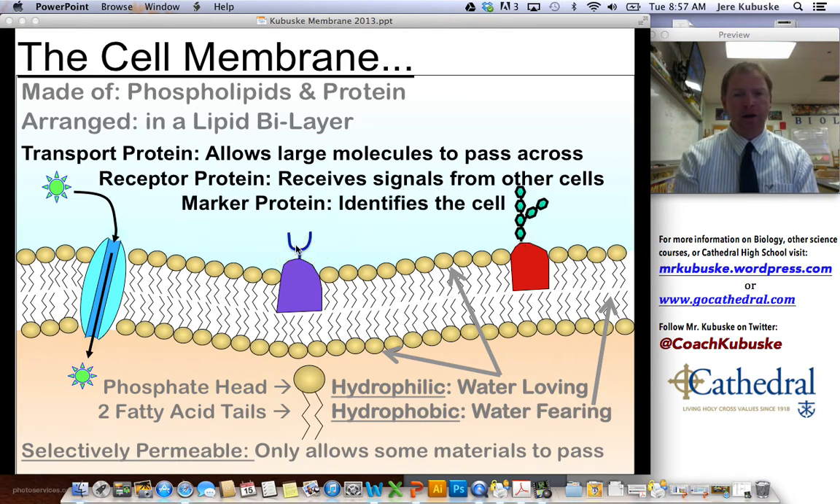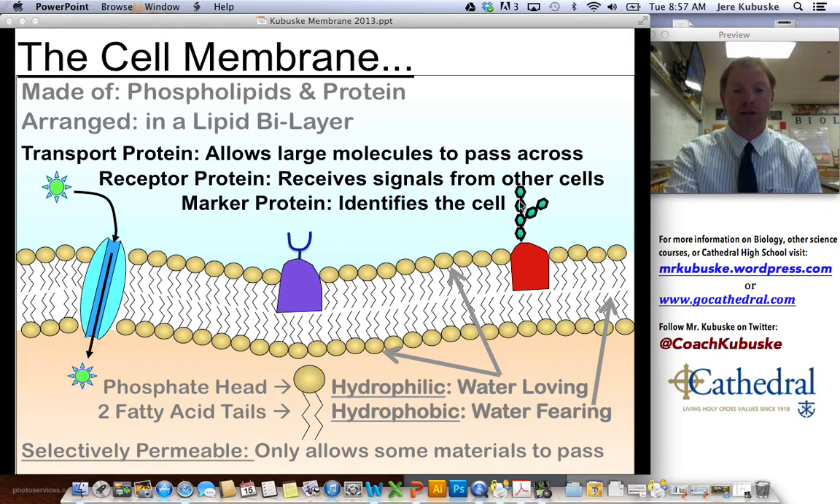And then our red guy over here, he's known as a marker protein. And all that does is it marks the cell. It tells the cell type, says that it's supposed to be there. These are helpful because white blood cells recognize your markers. If they see a cell in your body that doesn't have these markers, they will attack it. Which is why people that have undergone organ transplants usually have to take some type of pill called an immunosuppressant. And what it does is it suppresses their white blood cells from attacking that new organ that they've just received, because its markers are going to be different.